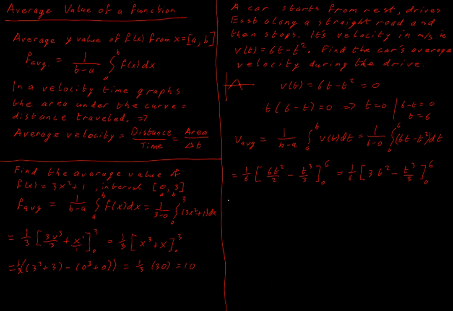0 to 6, we'll do a sixth on, first the higher number goes first, 3 on 6 squared minus 6 cubed all over 3, minus 3 on 0 squared, 0 cubed all over 3.